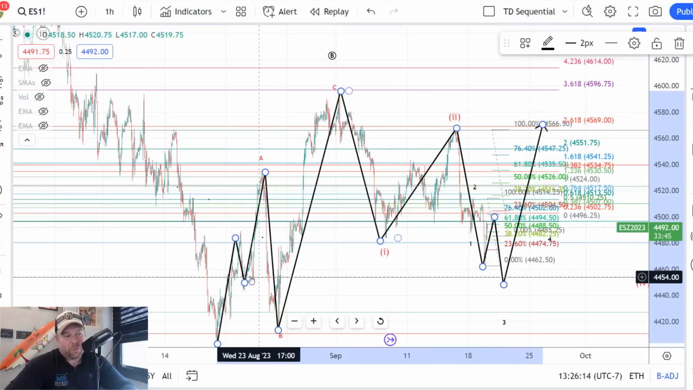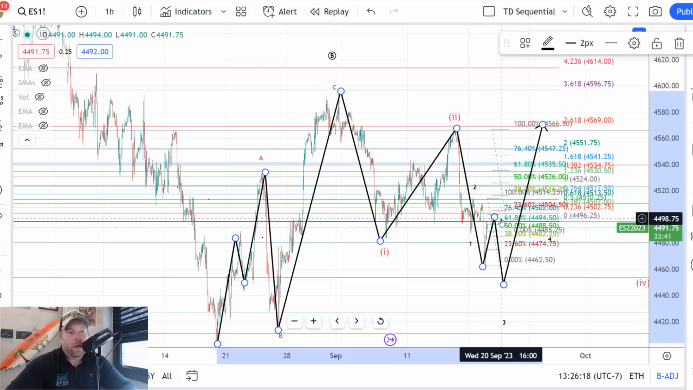You have some support over here as well, and you have a target as the 1.0. So 4453 is a very key level. If they spike down into that for the Fed and then start to rally, that would be an indication that we are in the diagonal, especially if they break back over the pivot in the 4496 area.